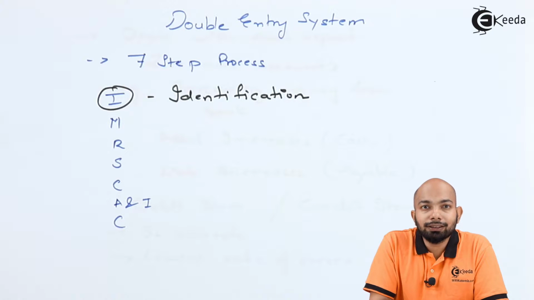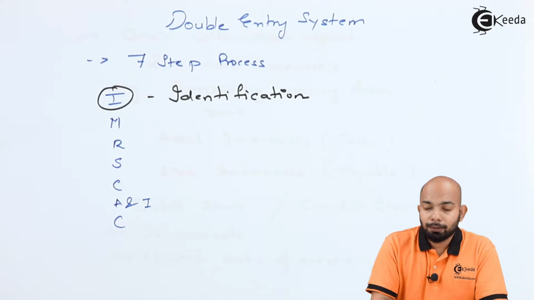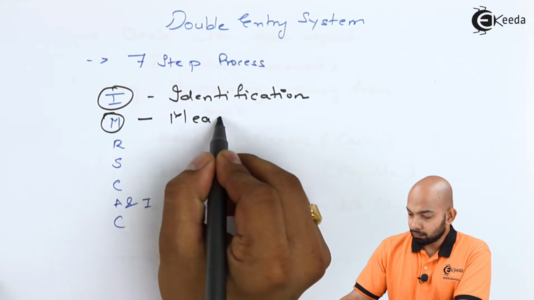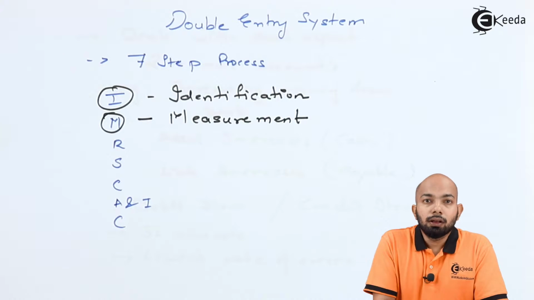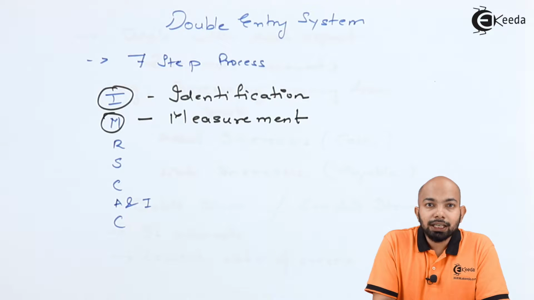Now, once you've identified the transaction, what is the next step? Correct, that will be measurement: measurement of all these financial transactions in terms of monetary value. That is the second step in any accountancy process. Once this measurement has been done, we go ahead and record these transactions. So the third step will be recording the transaction. Let's find out more about it.